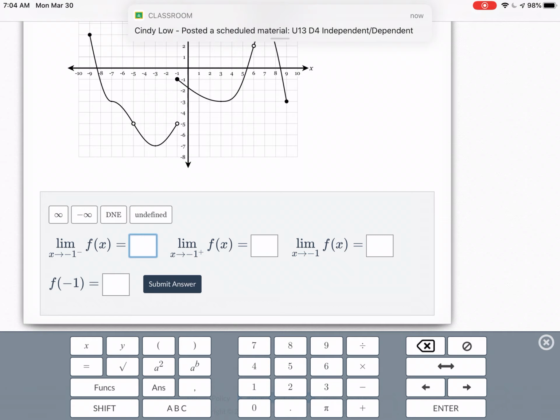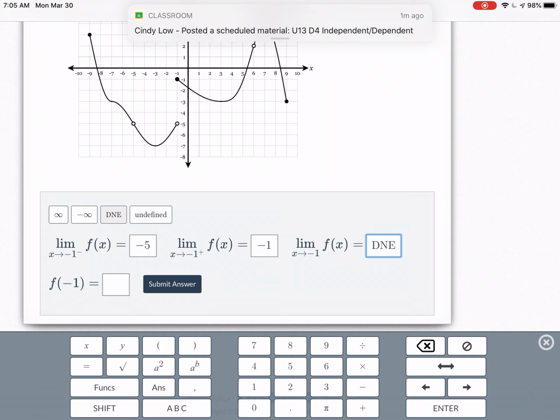So the first part, I'm not going to use the markup, I don't think. I'm just going to do it as if I'm doing it. Find the limit as x approaches -1 from the left. If I'm coming from the left, approaching -1, I'm going to get -5. And as I approach -1 from the right, I'm going to get -1. And because I got different answers, I know that the limit does not exist.